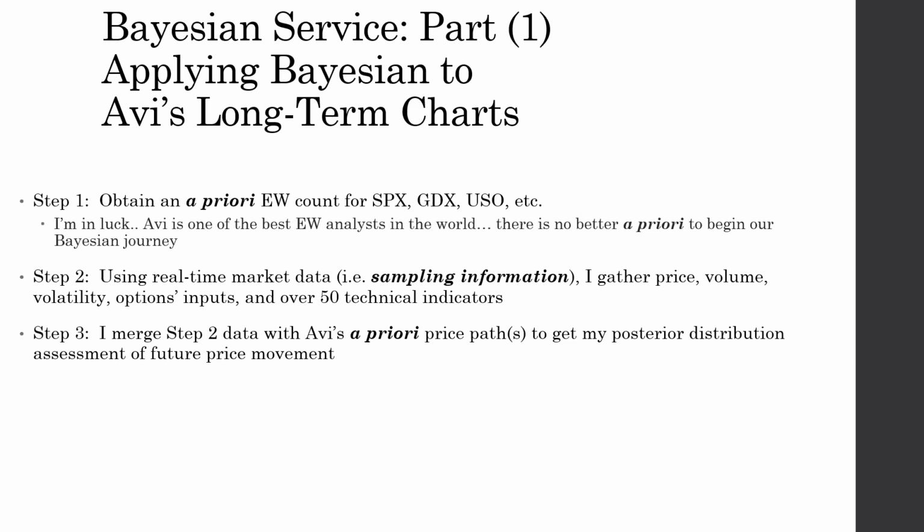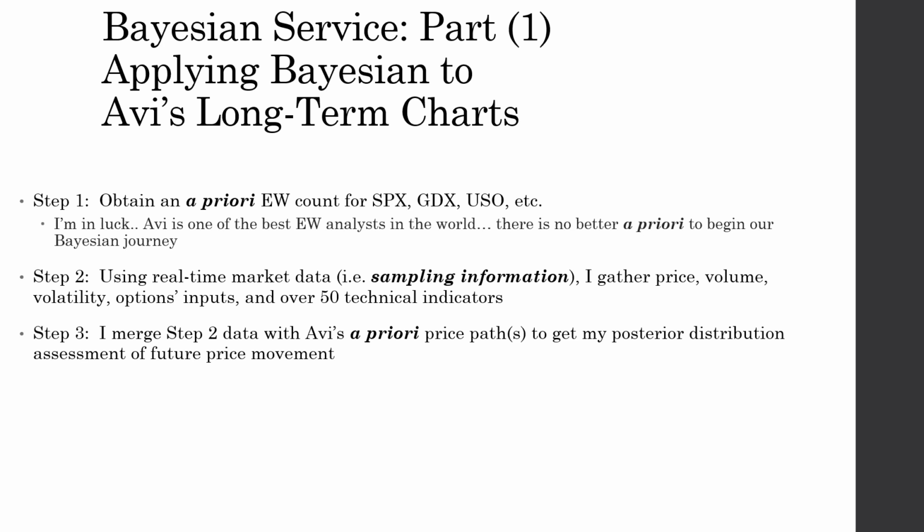Now, let me quickly talk about the daily thoughts that you're going to be seeing here. Part one in the daily thoughts that you receive every day posted on Elliott Wave Trader is you're going to get Bayesian applied to all these long-term counts. All right. So first, I want to roughly tell you how I do that. I do it just like I do everything else in Bayesian. I start with an a priori belief, and in this case, an a priori Elliott wave count. In this case, I'm very lucky.